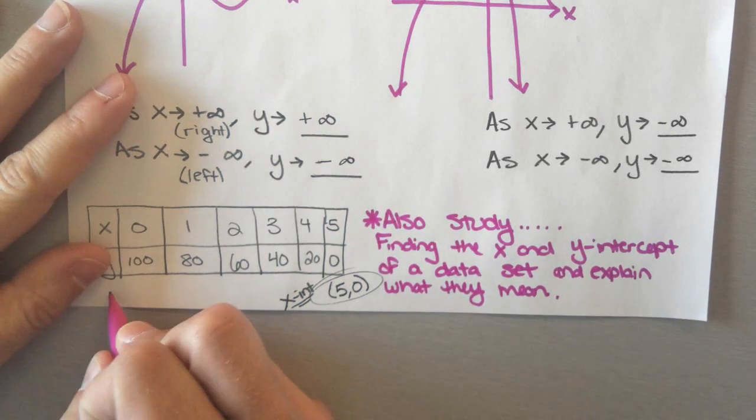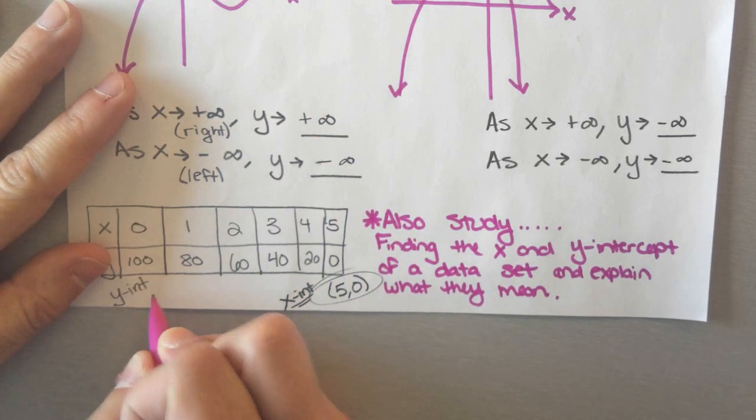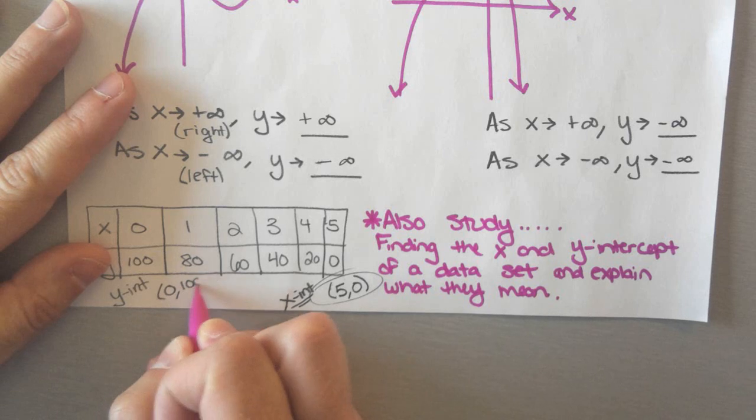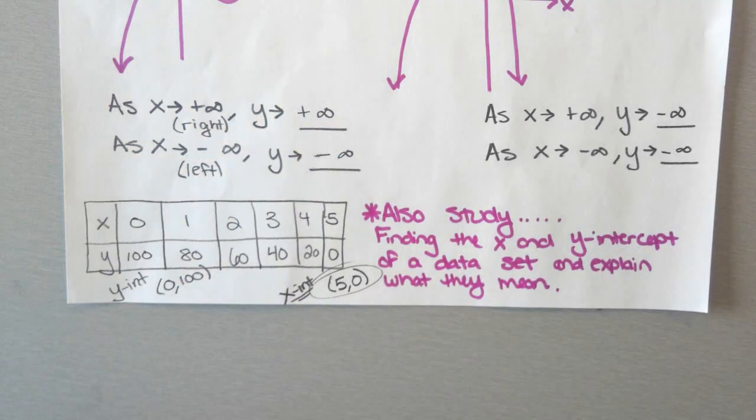What's my y-intercept? 0, 100. And that represents, at time 0, I have $100 on my gift card. Does that make sense? So that's what this is asking.